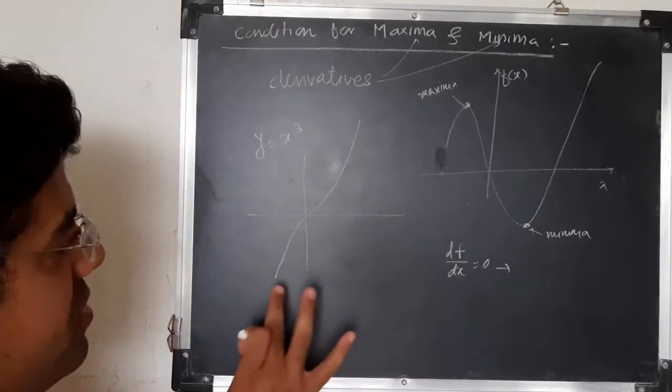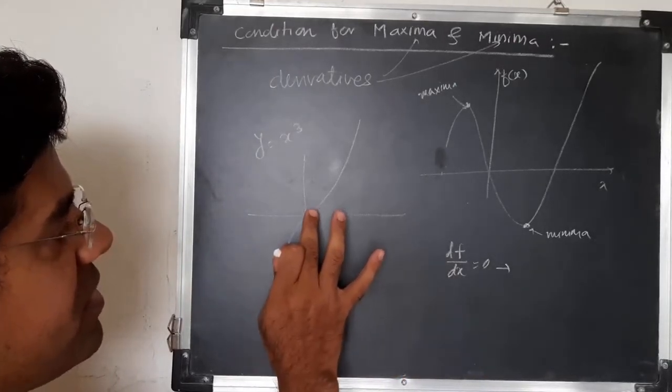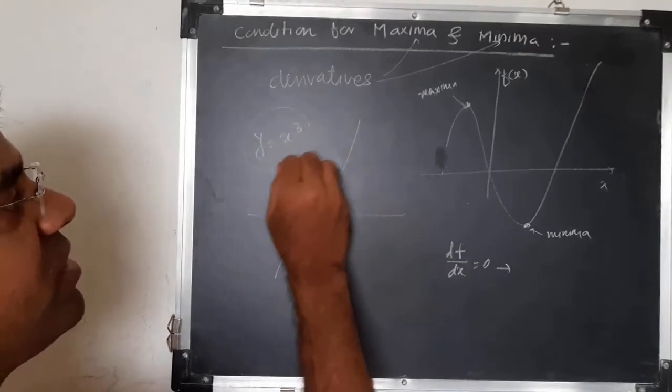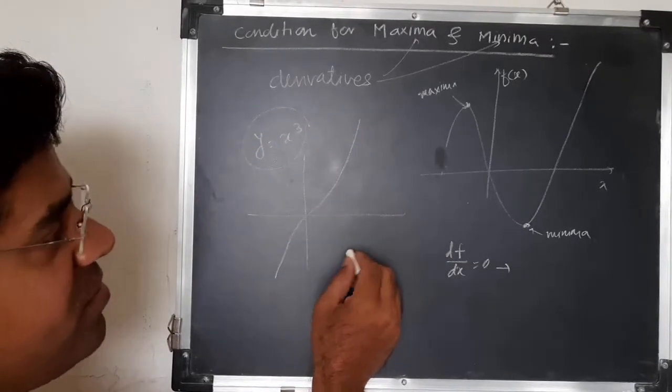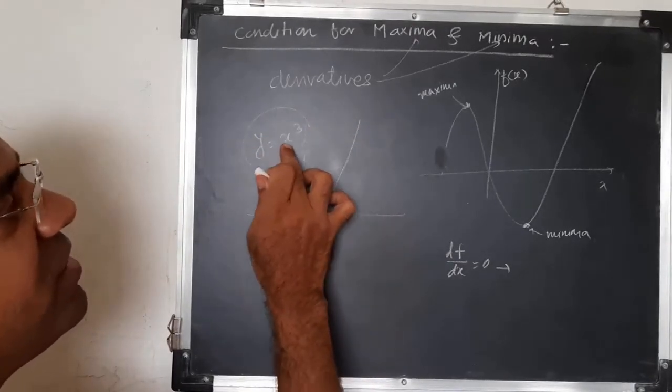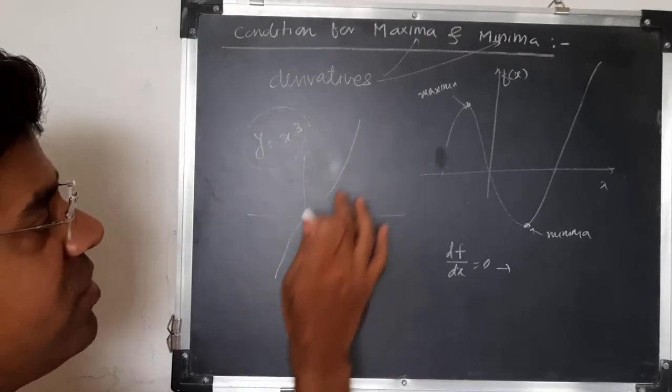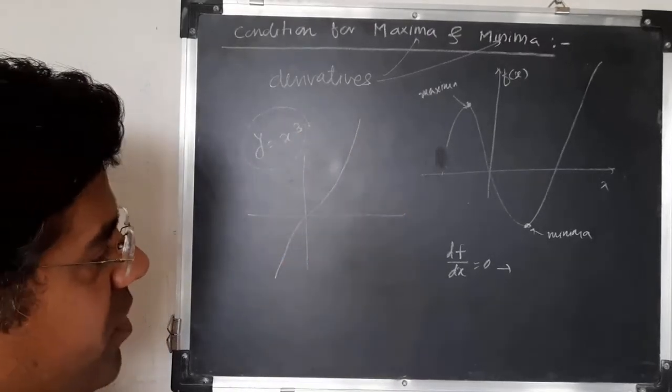This function keeps increasing and there is no sudden turning point. So there is no maximum or minimum point in the case of y is equal to x cube. This function does not have any maxima or minima point.